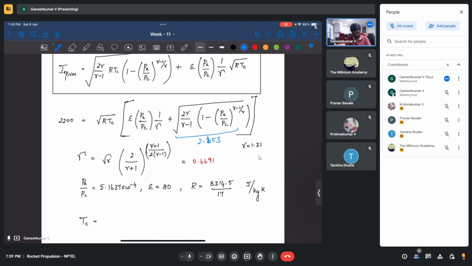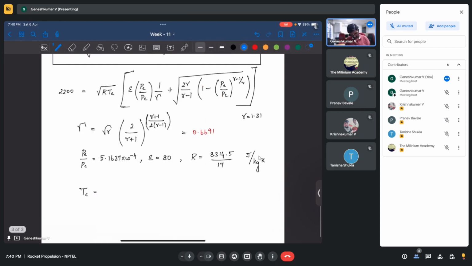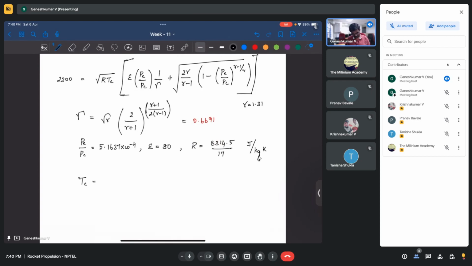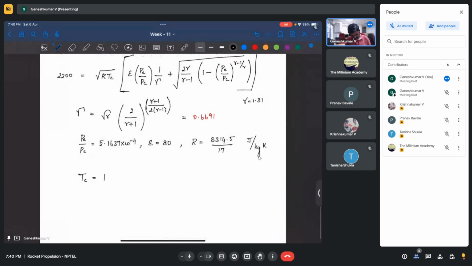2200 square divided by 8314.5 into 70. So how much are you guys getting? The calculation I got is around 1342.743 Kelvin. How much did you guys get? Just a moment. Sure, calculator.